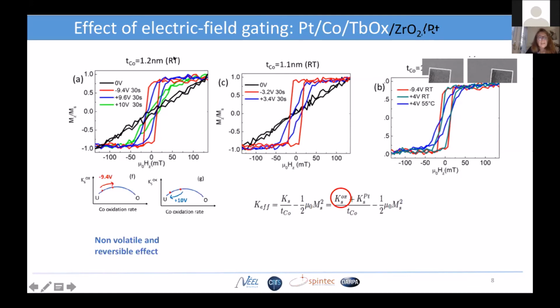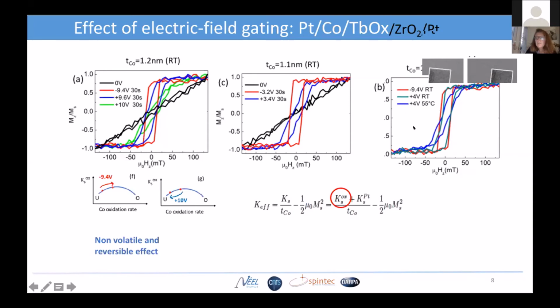So in the first case of 1.2 nanometers of cobalt, the two anisotropy terms at the platinum and the oxide interface are lower because of the higher thickness, and then a larger variation of the anisotropy, so of the oxidation of the top interface of the cobalt, will be necessary to recover the out-of-plane anisotropy, so to overcome the dipolar term that is the same in the two systems.